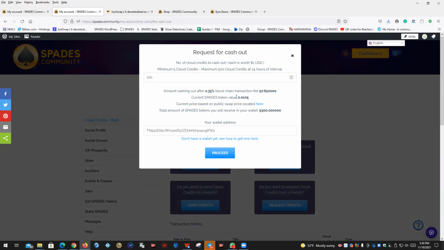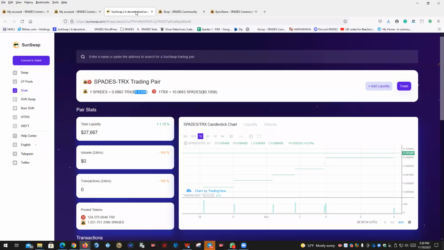The current value of the SPADES token, because it's a cryptocurrency, goes up and down. Right now, it's at just over a penny, 0.0105. What is that price based on? You just click here, and it will open up our swapping pool that shows you our price. It's the one in the parentheses right here. One SPADES is equal to 0.0993 of a Tron, and one Tron is currently worth 10 cents. So you do the math, and luckily this does it for us. It comes out to 0.0105.